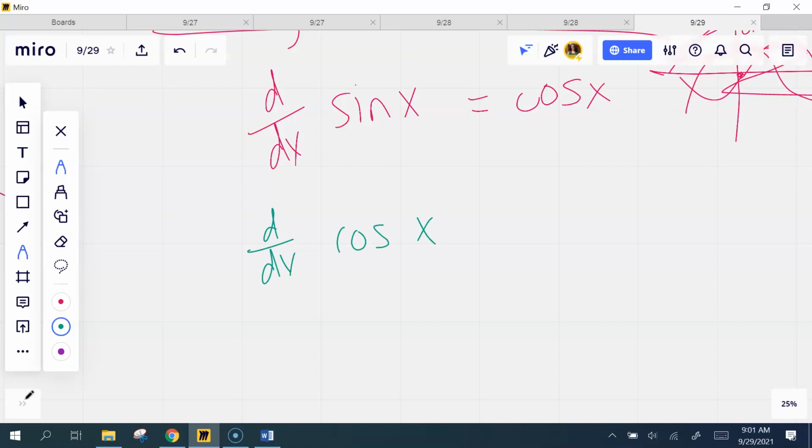Derivative of cosine x is negative sine x.